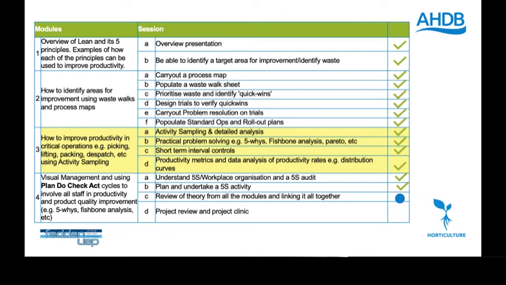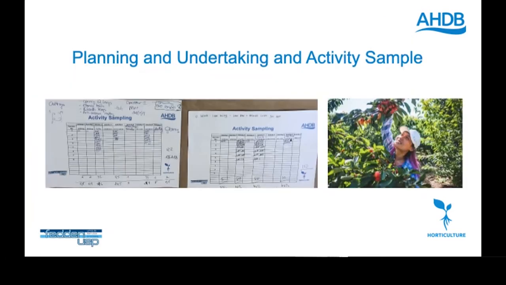So mainly we talked about process mapping and waste walks, then what you do with the information that comes from that as a way of generating improvement trials and improvement actions. The third module was looking at a bit more detailed productivity improvements. So it's just going into a little bit more detail about how you actually go about carrying out productivity improvements within a business.